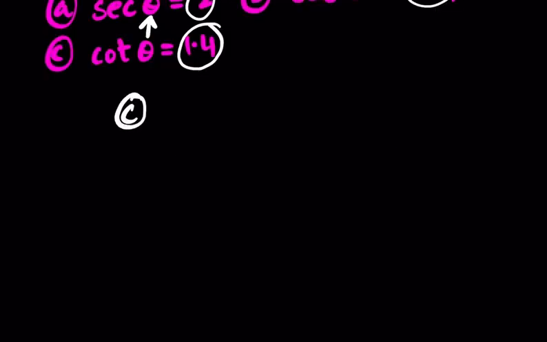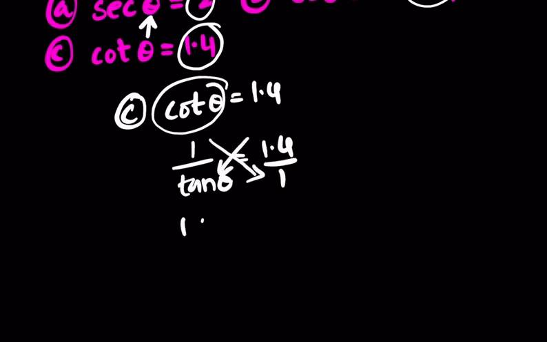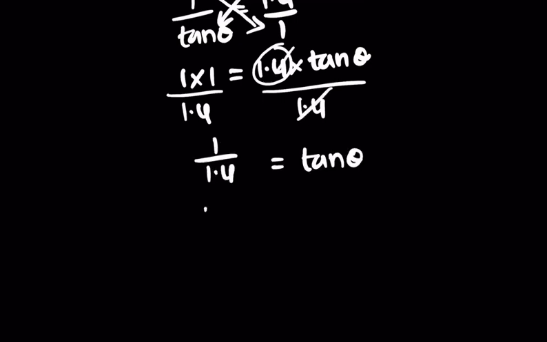Now let's solve for C, which says cotangent of theta equals 1.4. Cotangent of theta means 1 over tangent theta, which equals 1.4, and we have a denominator of 1 here. Cross multiply. 1 times 1 equals 1.4 times tangent of theta. Remove this 1.4 from the side of the equation by dividing by 1.4 on both sides of the equation. So it gets cancelled out. 1 over 1.4 equals 0.71, which equals tan theta.